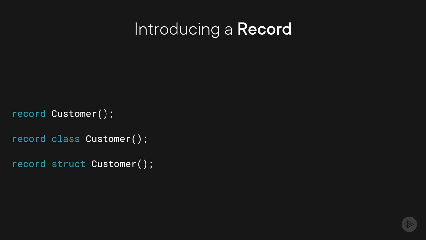It all starts with the record keyword. This keyword represents a record class. You could also specify a record struct. This determines if it's a reference type or a value type. The record keyword alone is the same as writing record class. Just like a class, you can give this type a name.